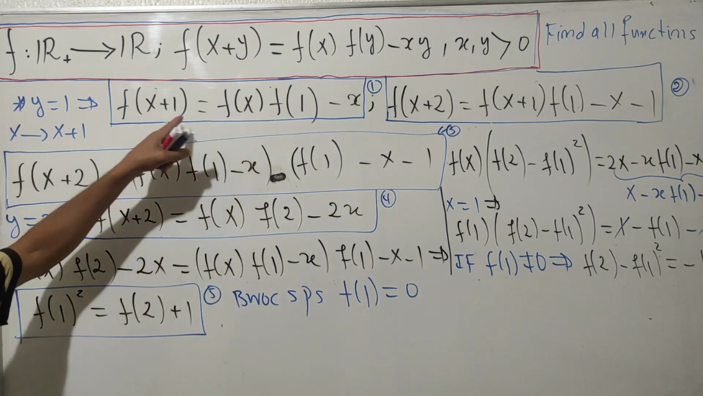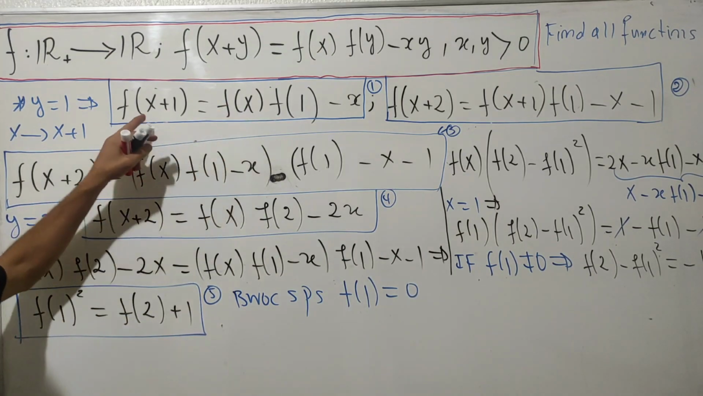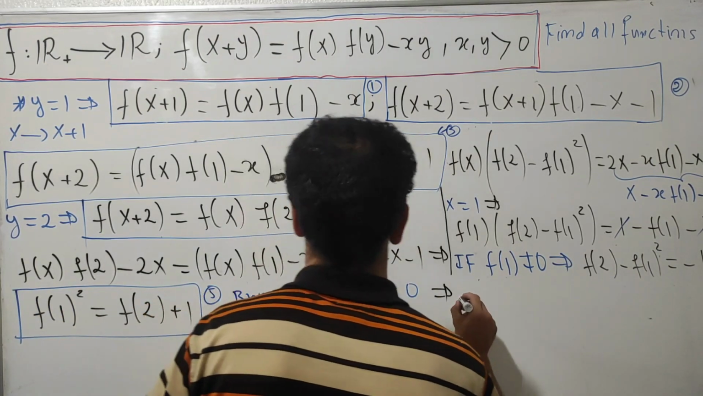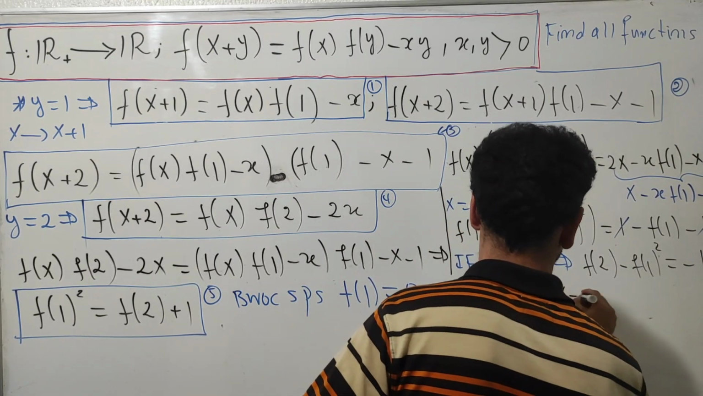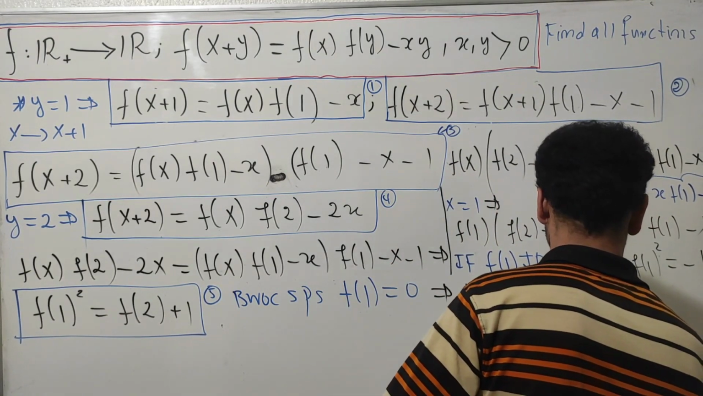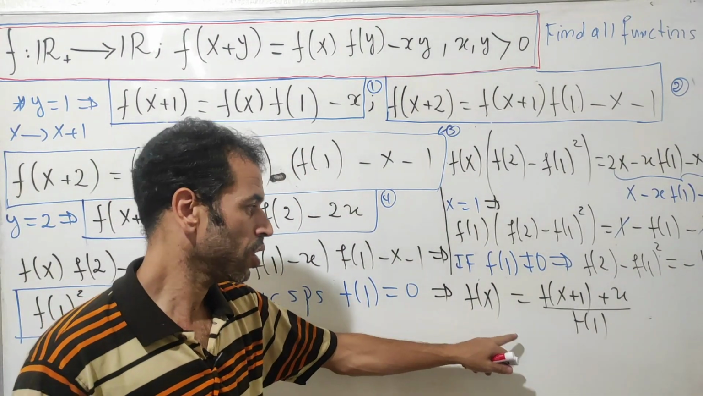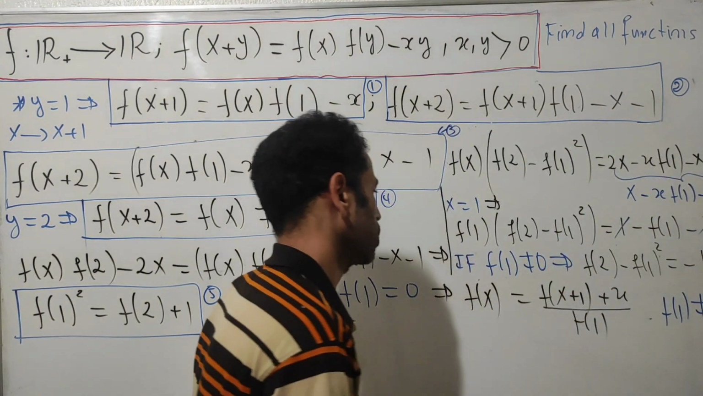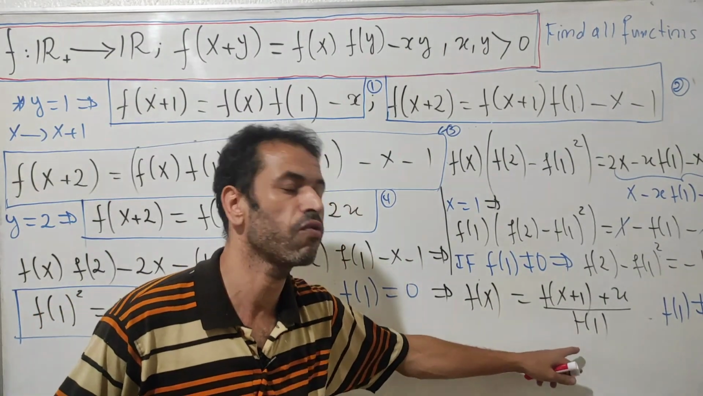I'm simply going to use the first equation and extract f of x. So I will have f of x equals f of x plus 1 plus x divided by f of 1. In order to have f of x exist, f of 1 must be different than 0. Otherwise f of x is not going to exist if f of 1 equals 0, because f of 1 is located in the denominator.